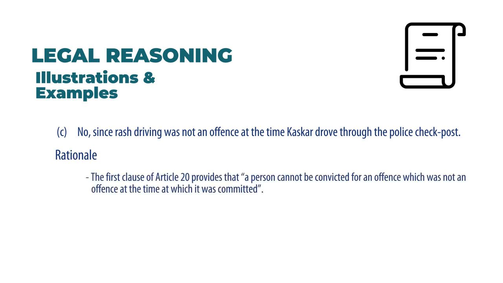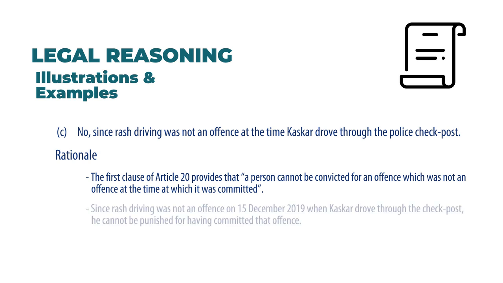The first clause of Article 20 provides that a person cannot be convicted for an offence which was not an offence at the time at which it was committed. Since rash driving was not an offence on 15 December 2019 when Kaskar drove through the checkpost, he cannot be punished for having committed that offence.